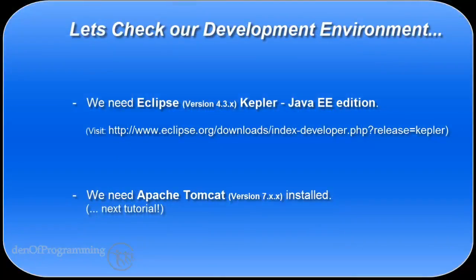Okay, so that's it for this tutorial, but in the next tutorial I'll be looking at how to download and install Apache Tomcat version 7, and we need that so we can run our web application. After that tutorial, I'll be looking at how to integrate Tomcat version 7 with our Eclipse environment.